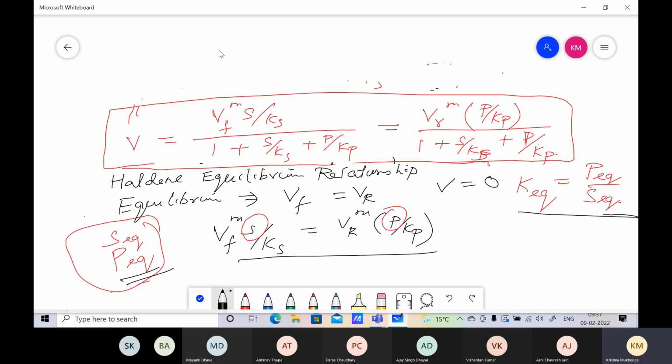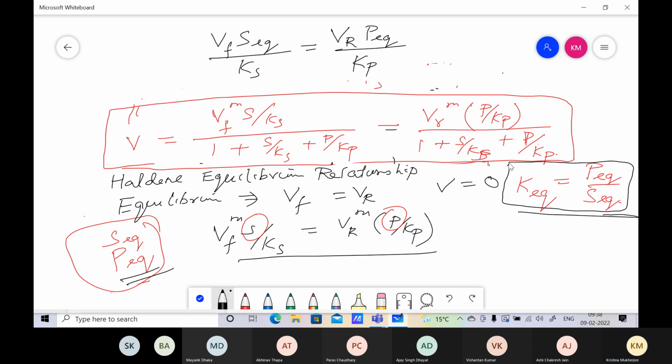So Vf, let us do it in 2 steps. First let us substitute Vf max. It's obvious, right? S equilibrium upon Ks is equal to Vr P equilibrium by Kp, right? Yes, sir. And therefore, in this expression here, what is K equilibrium therefore equal to?